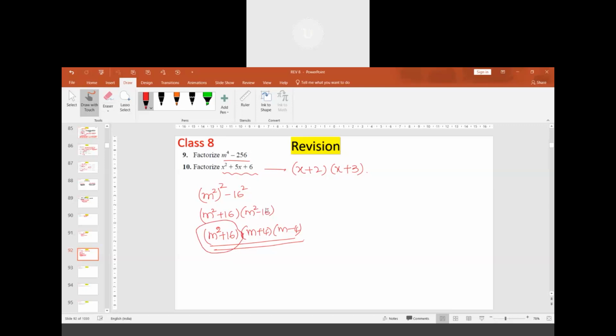We don't have an identity like a square plus b square. It is not there. Whereas a square minus b square, it is there. It is (a plus b) into (a minus b).